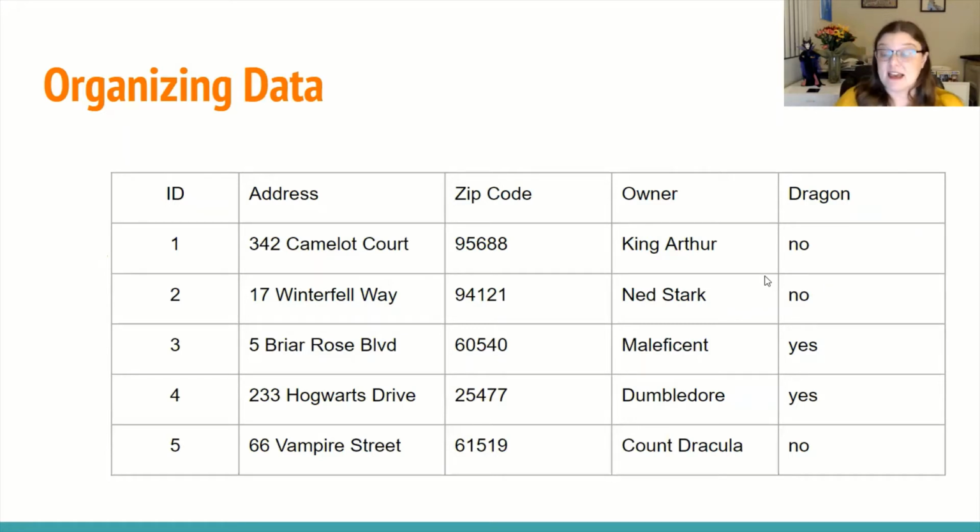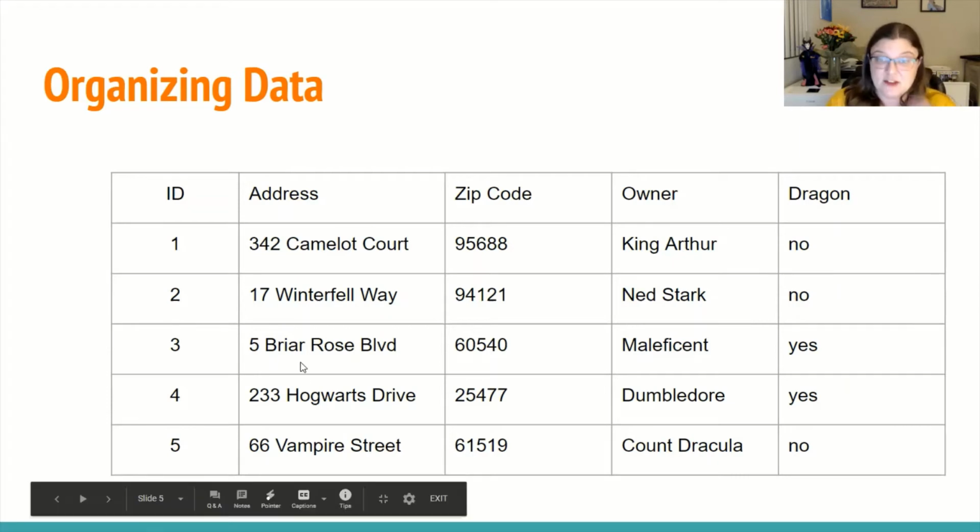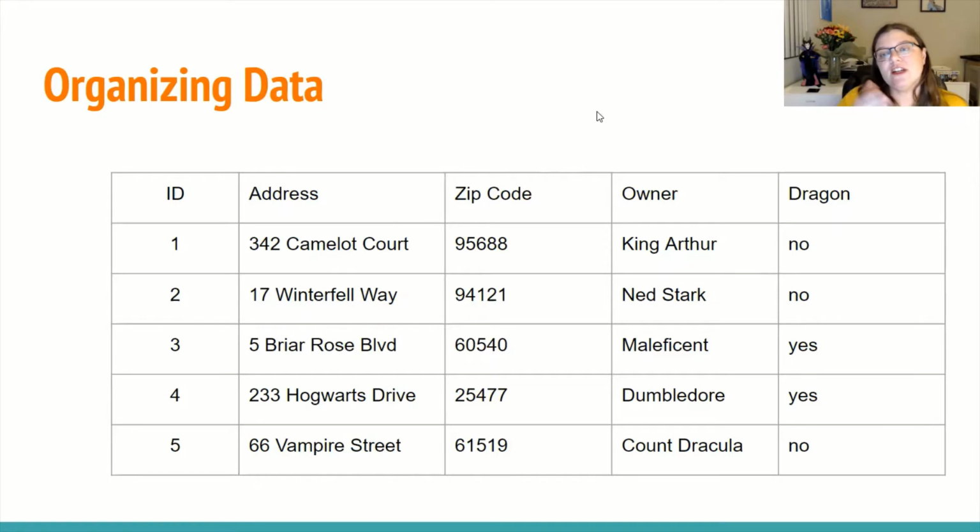And you're going to have a mix of geographic data. So for example, an address is going to be very much linked to location, your zip code, right? And then you're also going to have attribute data. So your owner, because you need to know who your contact person is. Again, dragons, yes or no, most important question, right?